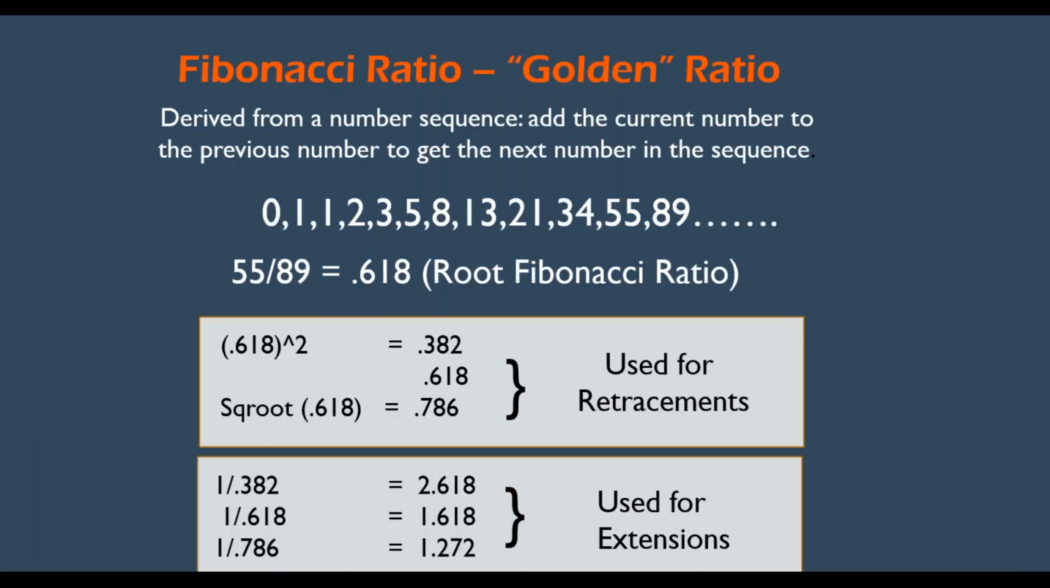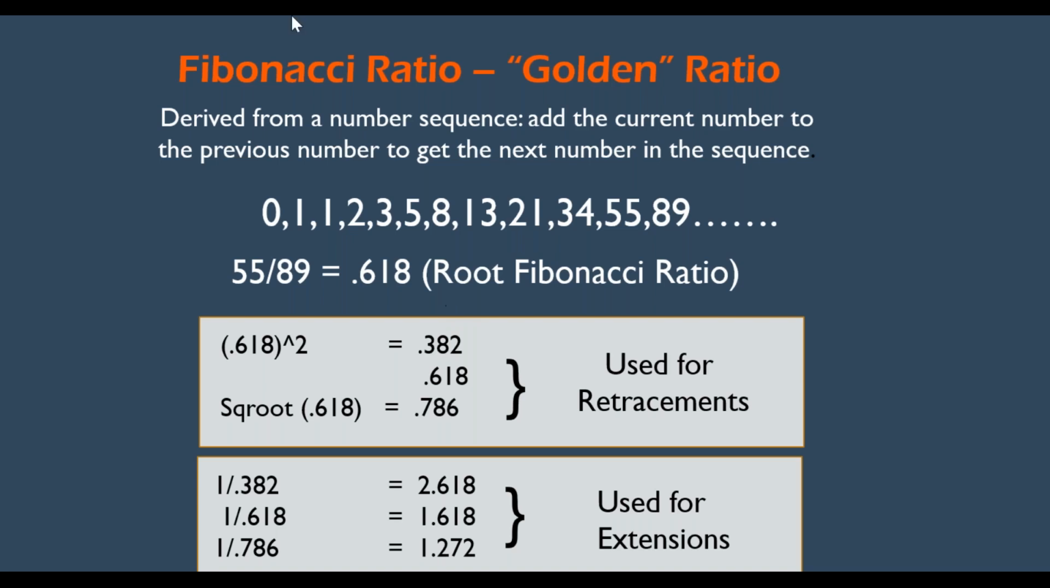Okay, let me talk a little bit more about Fibonacci's. Fibonacci derived this number sequence where he added any two numbers together. 2 plus 3 is 5, and it gets the next number. 3 plus 5 is 8, and so forth. This is a number sequence derived by Fibonacci. If you take any number and divide it by the preceding number, you're going to get 0.61, which is called the root Fibonacci ratio.